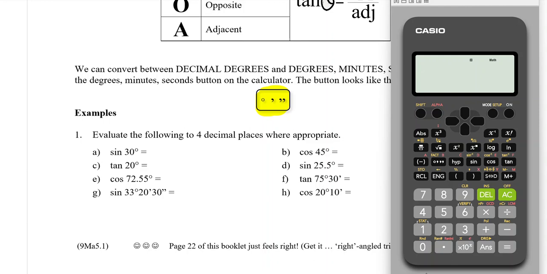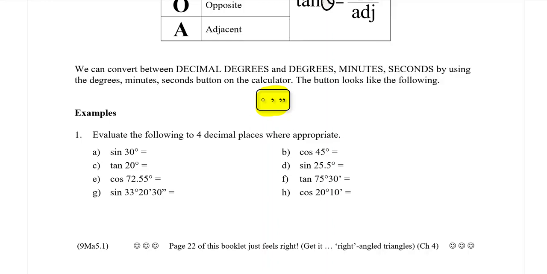Okay, let's start with some easier ones. If you're going to do sine of 30, you press the sine button first, and then you just press 30. Now, if it is just degrees, you can get away with just pressing equals after that, and it will do it for you. If you want to practice, you could push the degree button and press equals, but it'll give you the same thing if it's just in degrees. So it's 0.5 for that first one.